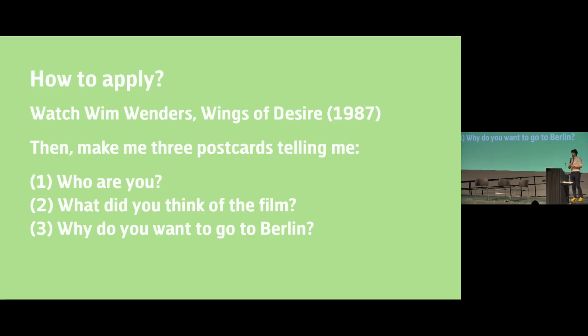For the Berlin course, we ask you to watch the film Wings of Desire by Wim Wenders and to make 3 postcards where you tell me, who are you? What did you think about this film? And you can totally tell me you hated it and why. That would be great, just to see what kind of questions a film would raise, and then for you to say why you want to go to Berlin.